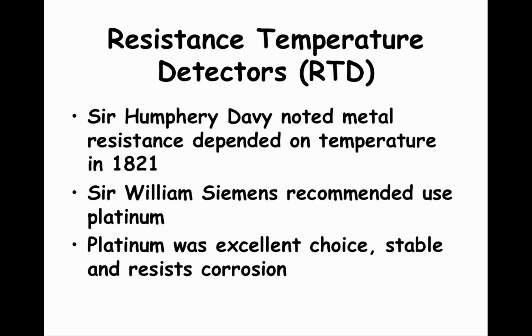The principle that metal resistances depend on temperature was discovered in the same year, 1821, that the thermocouple Seebeck effect was discovered. Early on, it was suggested that platinum would be a good metal to use. Platinum is good because it has a good temperature coefficient of resistance, and platinum is stable and resists corrosion. So it is a common metal used in RTDs. Copper and nickel are other common metals.